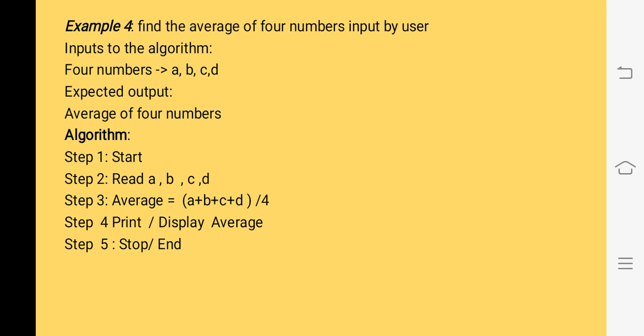We can write read A separately, read B, read C, read D. We can write 4 read statements, children, or we can write using commas. In step number 3, we have to calculate the average. So we have written the step for calculating the average, and once we have calculated the result, in step 4 we have to display the average, and once our problem has been solved, we will indicate the end of the algorithm.